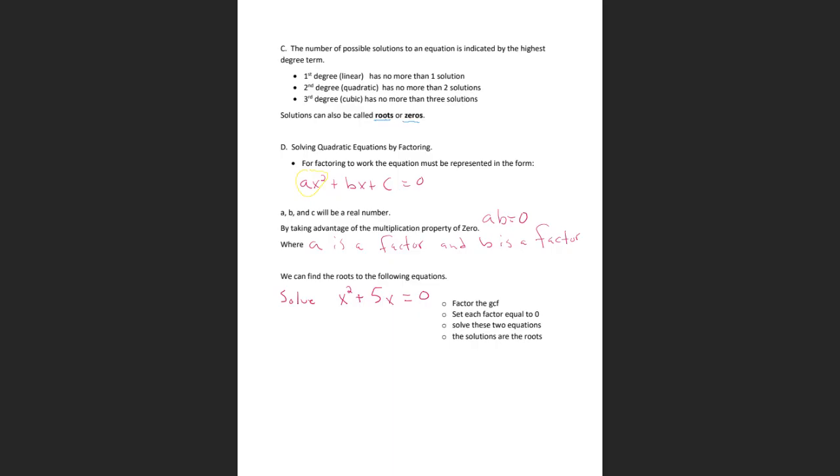So to solve x squared plus 5x equals 0, we're going to use factoring. In this particular example, what it has is a GCF. Notice how there's an x squared term and a 5x term. They both have an x in common. So I'm allowed to pull out the x, and that's going to leave me with x times (x plus 5).